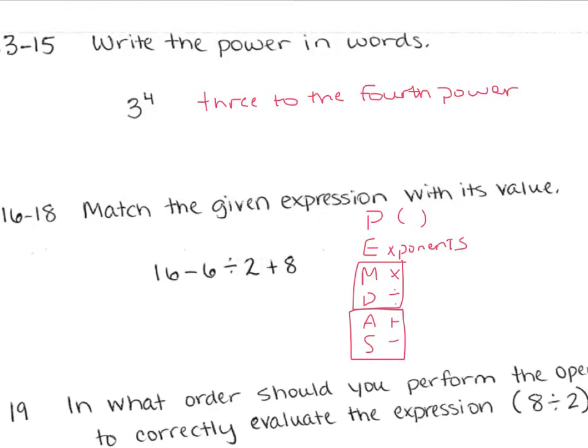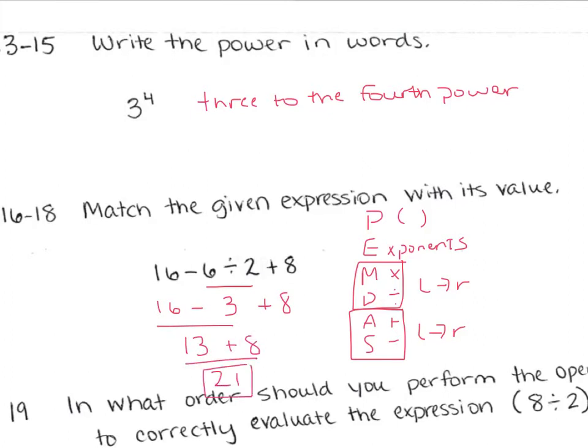So the first thing I would do in this problem is the 6 divided by 2, which gives me a 3. I still have to do 16 minus 3 and then plus 8. I don't want to do addition before subtraction in this problem though, because these need to be worked from left to right. So I'm going to do 16 minus 3, which is 13, plus 8, which gives me 21. And you'll have several questions and they'll be matching the answer to the problem.